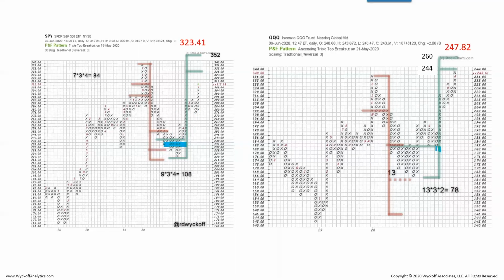But in the Qs, look at here, all the way across, we have this beautiful count, and counts 244, 260, and we've gone up to 247. So we have now fulfilled this box here and fulfilled the minimum objective of the Qs. And also these distribution counts worked really well off the February peaks.